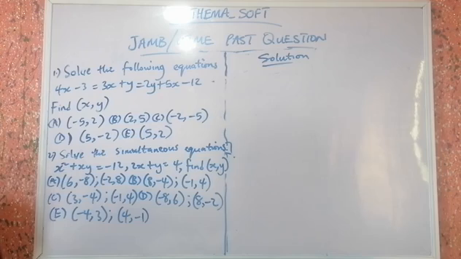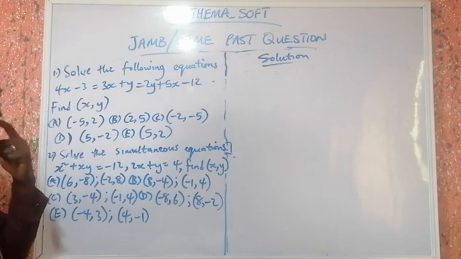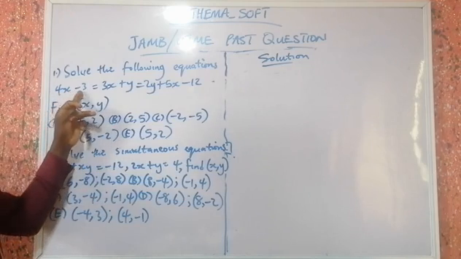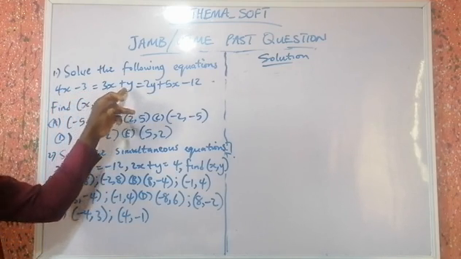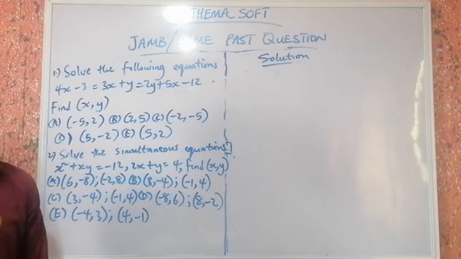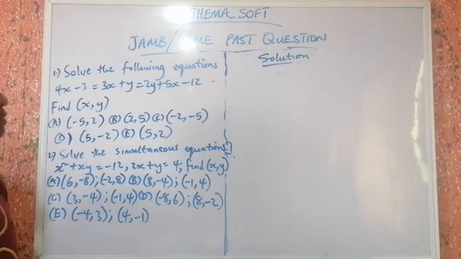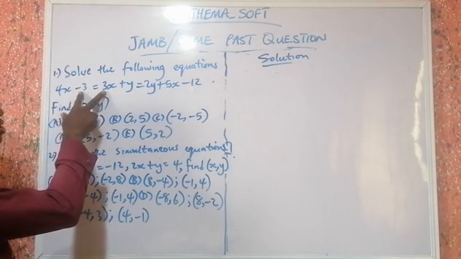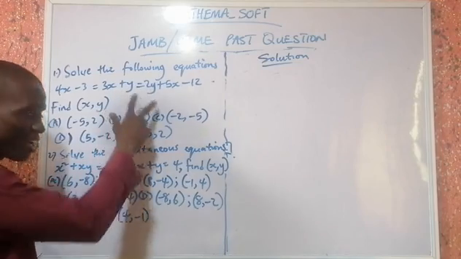Let's look at question number one that we have on the board. Solve the following equations: 4x minus 3 equals 3x plus y equals 2y plus 5x minus 12. When you have this kind of equations, what you need to do is to break them down. You take the first with the second, and you can also take the second with the third.